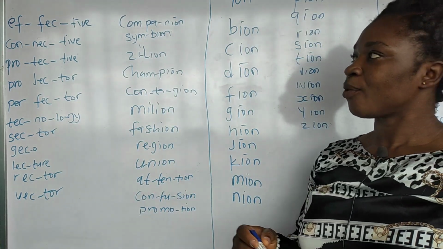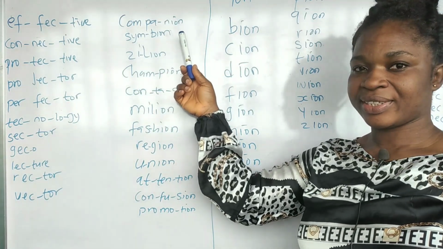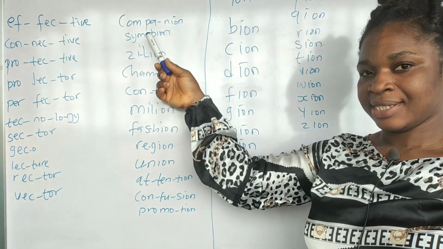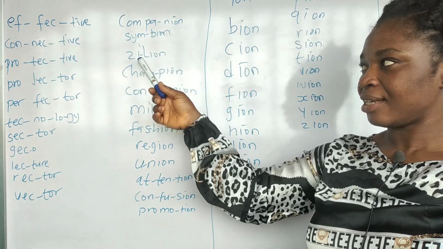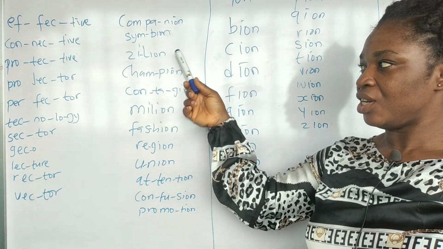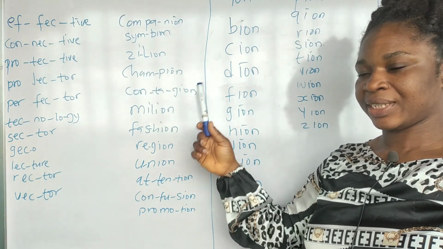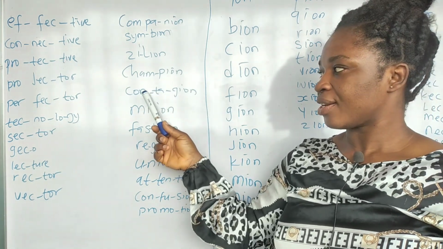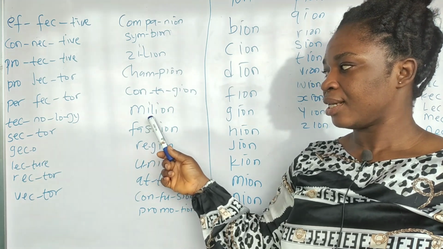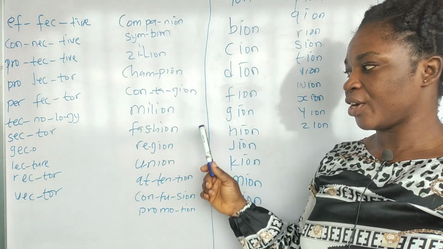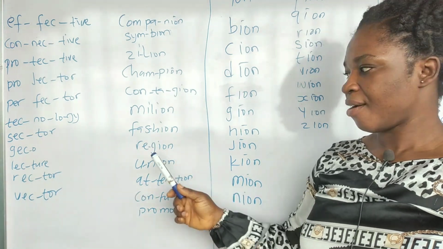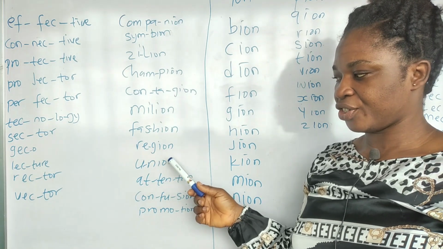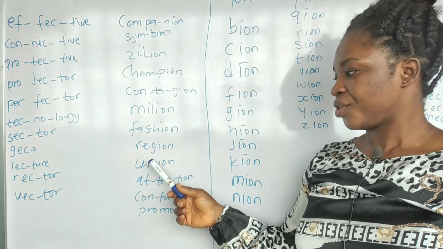Now let's see this side. We have companion, symbion, zillion, champion, contagion, million, fashion, region, union.